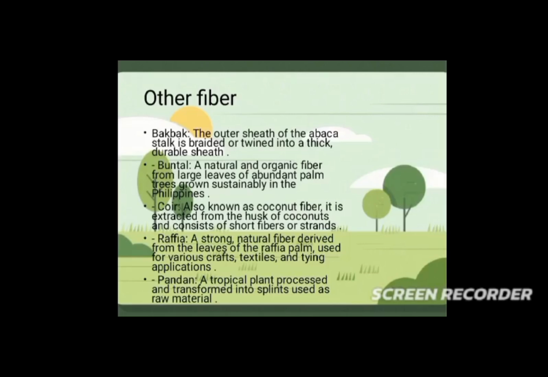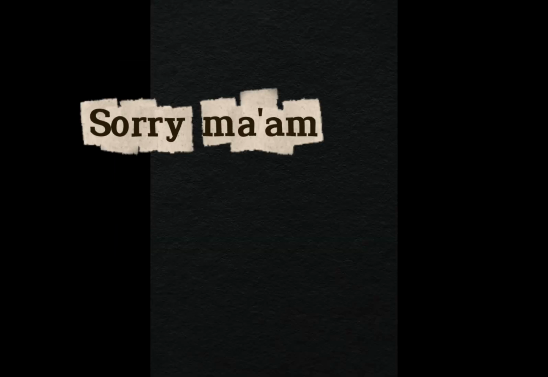Philippines. Next is the coir, also known as coconut fiber. It is extracted from the husk of the coconut and consists of short fibers and strands. Next would be the raffia, a strong natural fiber derived from the leaves of the raffia palm and used for various crafts, textiles, and tying applications. Next is the pandan, a tropical plant processed and transformed into splints used as raw materials. And that would be all. Thank you.